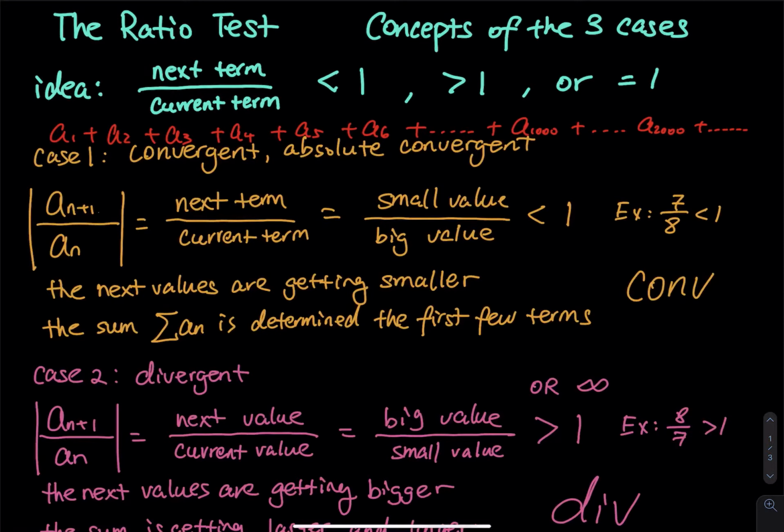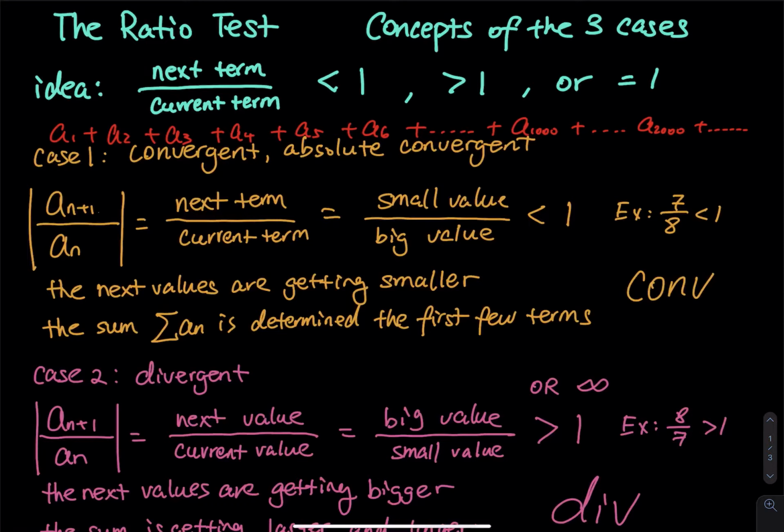The way we set up the ratio is we take the absolute value of a_(n+1) divided by a_n. Using my own words, a_(n+1) I would like to call the next term, and a_n I would like to call the current term. To simplify this language one step further, in order for a fraction to be less than 1, we must have a small value on top divided by a big value on the bottom. Let's say we have 7 divided by 8, that is less than 1, right? A small divided by big, the quotient is less than 1. Using this language, we say that the next value is getting smaller. The next value is less than the current value.